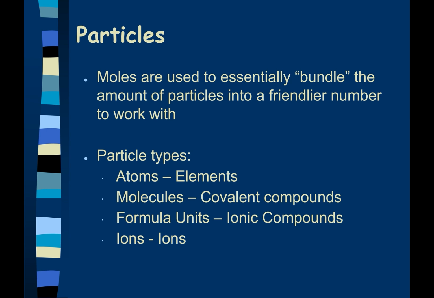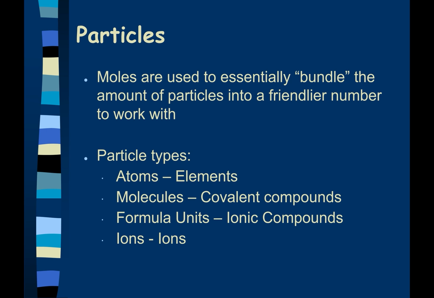A molecule would represent the covalent compound particle. So if we have something like water, which is a covalent molecule, we would say we have molecules of water. Formula unit would describe an ionic compound, like salt, NaCl, sodium chloride. We wouldn't say we have molecules of salt. We would say we have formula units of salt.